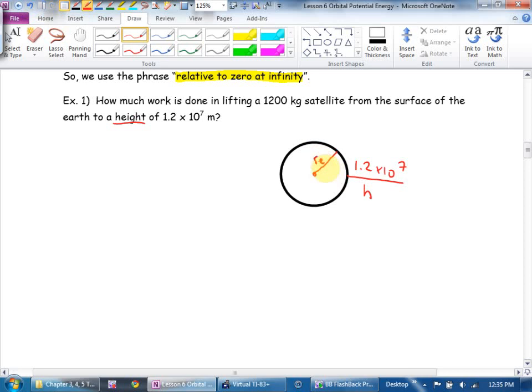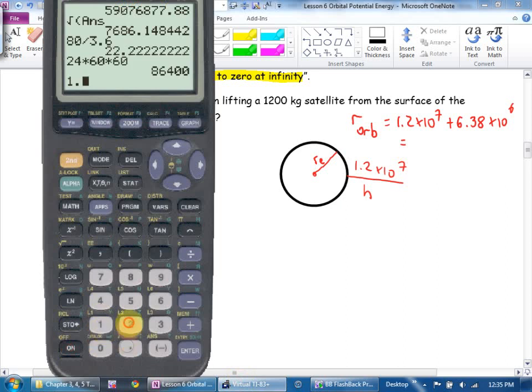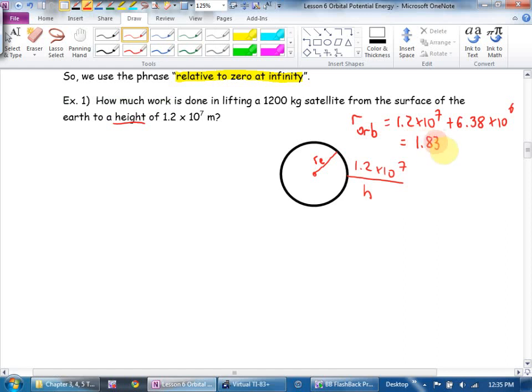So let's make a little note here then. The orbital radius is going to be 1.2 times 10 to the 7th plus, what was the radius of the Earth? 6.38 times 10 to the 6th. What is my orbital radius? If they say height or altitude, I always take care of that first because I'm worried I'll forget later on. So my orbital radius is 1.838 times 10 to the 7th meters, and I'll carry the extra sig figs because I'm going to be using this answer. You see why we had to add the radius of the Earth to this one? Because instead of saying radius, they said height.